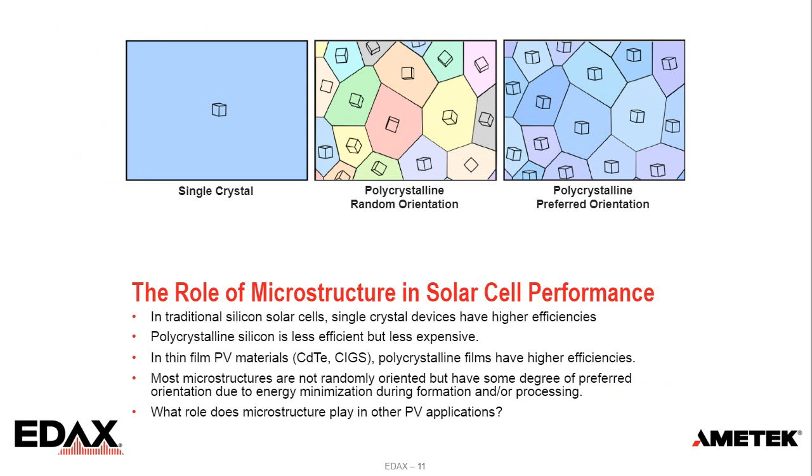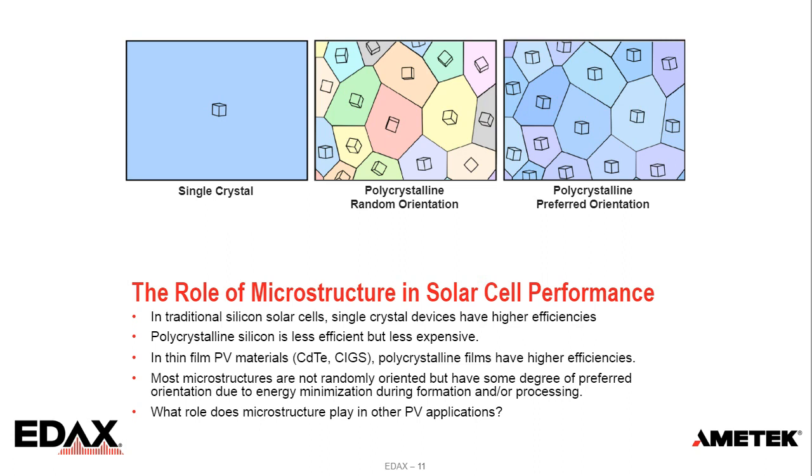So I've been involved with looking at different solar materials for probably about 15 years now. EBSD was originally used in silicon solar cells. In silicon, single crystal devices have higher efficiency, so they're not very exciting for EBSD. You kind of get one orientation and one grain. But to reduce cost, they went to polysilicon. It's less efficient but less expensive, and then understanding the roles of grain boundaries and twins becomes important.